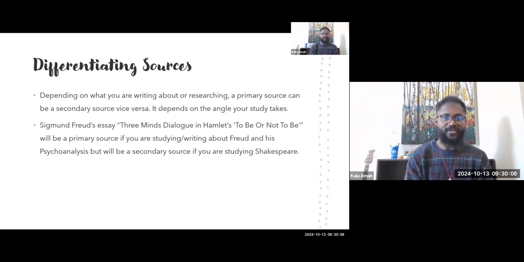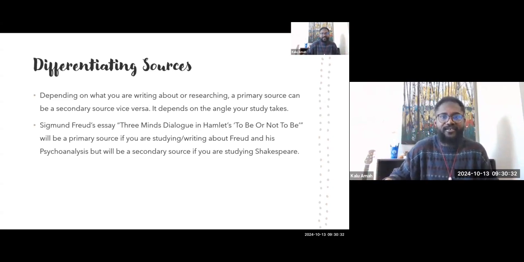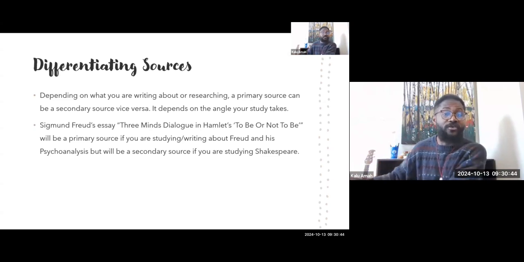I don't know if that makes sense. To Be or Not To Be is from Hamlet, written by William Shakespeare. But in this context, this is an essay written by Sigmund Freud. And definitely this essay will be a secondary source because maybe you want to write about Shakespeare. It will be a secondary source because that paper is not a primary text to Shakespeare. It's not Shakespeare's Hamlet. Rather, it is something that has been reported on Shakespeare's Hamlet, which is a secondary source. Based on our definition of secondary source, it reports a primary source.